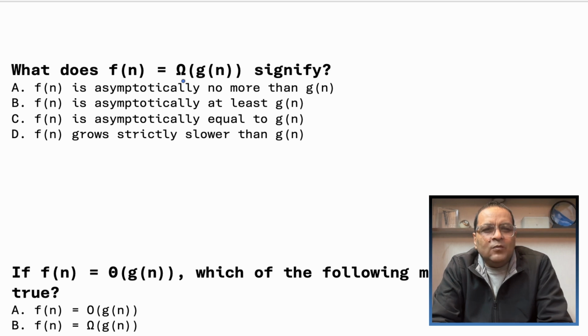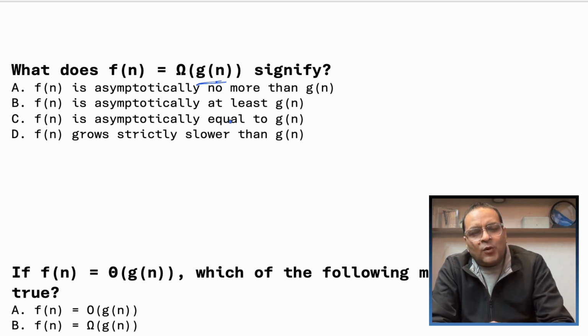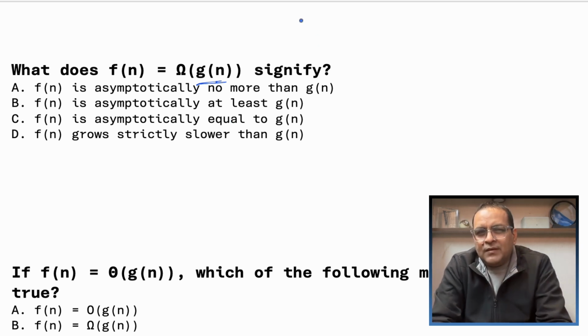What does f(n) equals omega of g(n) signify? We know that f(n) equals omega of g(n) signifies that g(n) is the lower bound of f(n). So it means that f(n) will always be above g(n), or the lowest point of f(n) can be equal to g(n). Option B is correct because f(n) is asymptotically at least g(n). It will be more than g(n), but it should be at least g(n). So f(n) is greater than or equal to g(n), which means that g(n) is less than or equal to f(n). So option B is correct.